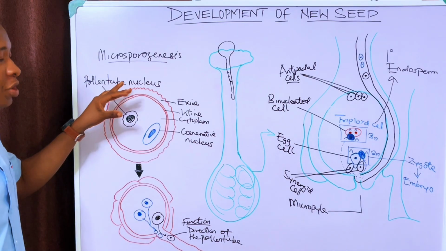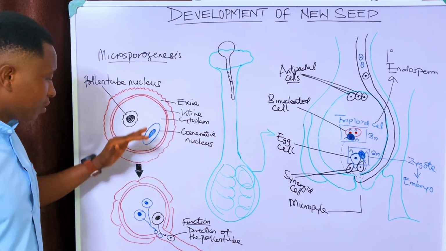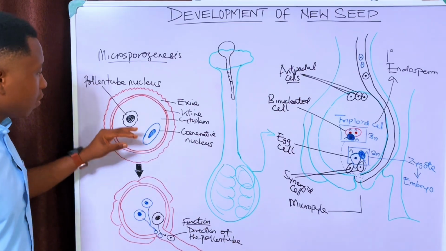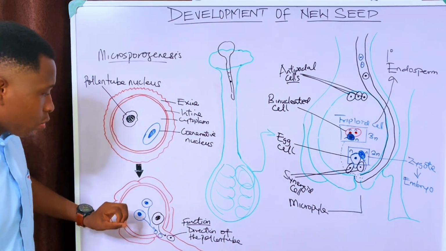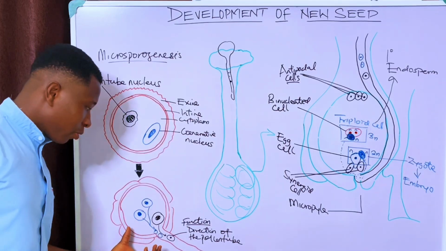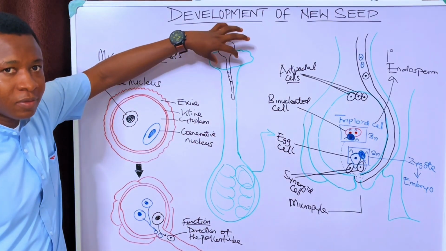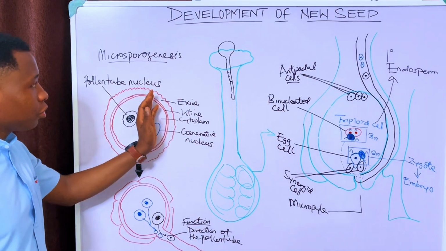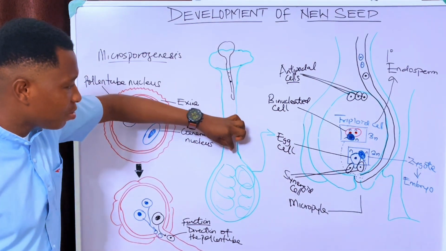I'll do a very quick run through. We have microsporogenesis, which has to do with the development of the pollen grain, from this structure into this structure, which is germinating. We assume that this structure falls on the stigma. When pollination occurs, the pollen grain falls on the stigma and begins to grow down the style.